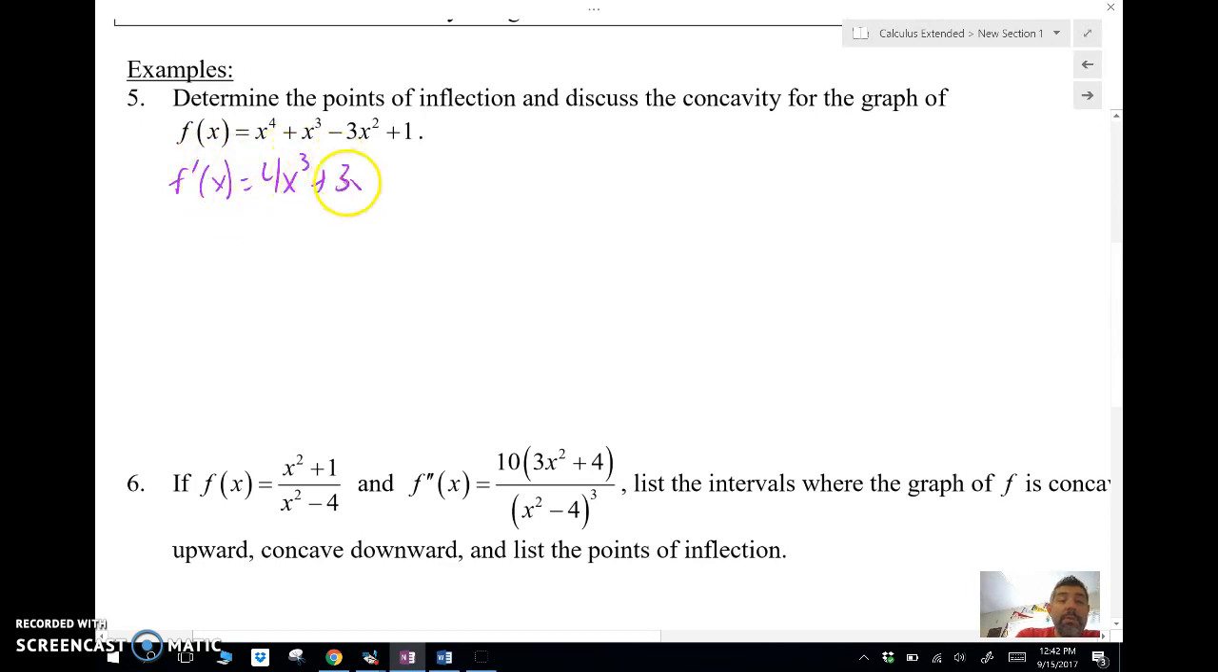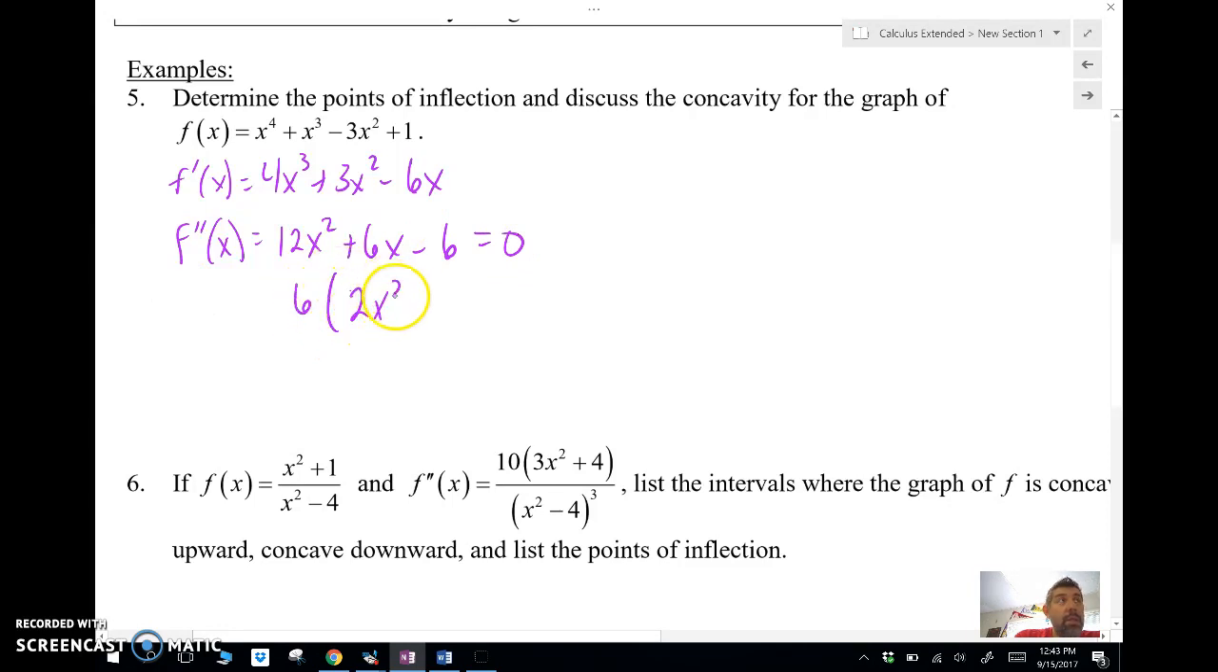So we're going to find the first derivative, boom, 4x cubed plus 3x squared minus 3x. Then we're going to find the second derivative, which is 12x squared plus 6x minus 3. Oops, this was 6x. And then we're going to set this equal to 0 and solve for x here. Oops, x plus 1.